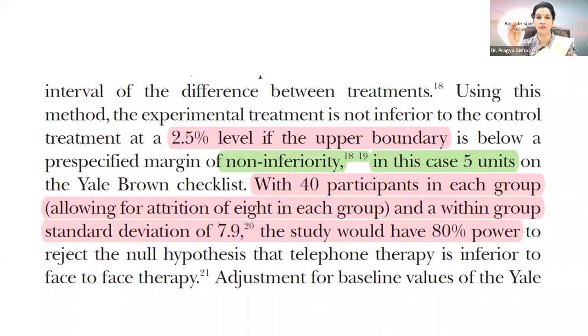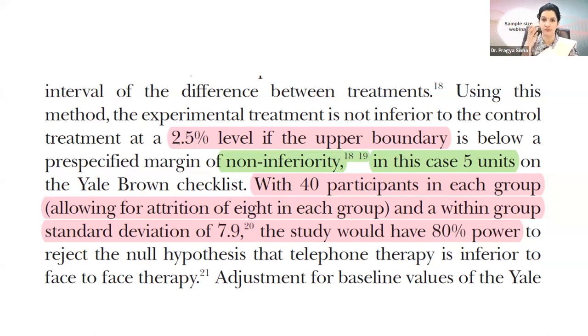They have kept this non-inferiority margin as 5 units. That means even if they score 5 more than the existing treatment, this will be considered non-inferior. So they have calculated the sample size.